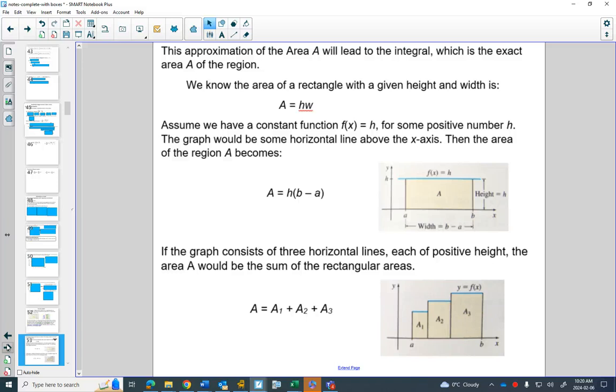So, starting off with rectangles, you know the area of a rectangle. Height times the width, or length times the width. So if we had a constant function, this is really nice because the height would stay constant all the way along. Then the area is just this height, and the length between A and B would just be B minus A. No problem there. And if you had a nice graph with 3 horizontal lines, well, then it would be obvious that you should make those 3 rectangles and add them up. And then you'd have it perfect.